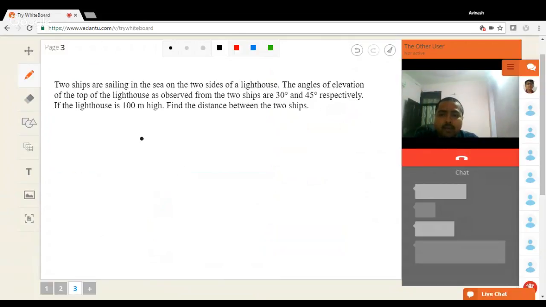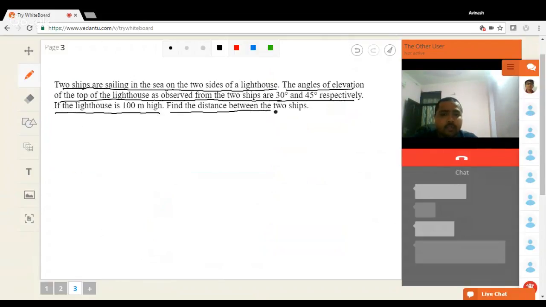So here I have taken a question: two ships are sailing in the sea on the two sides of a lighthouse. The angles of elevation of the top of the lighthouse as observed from the two ships are 30° and 45° respectively. If the lighthouse is 100 meters high, find the distance between the two ships.